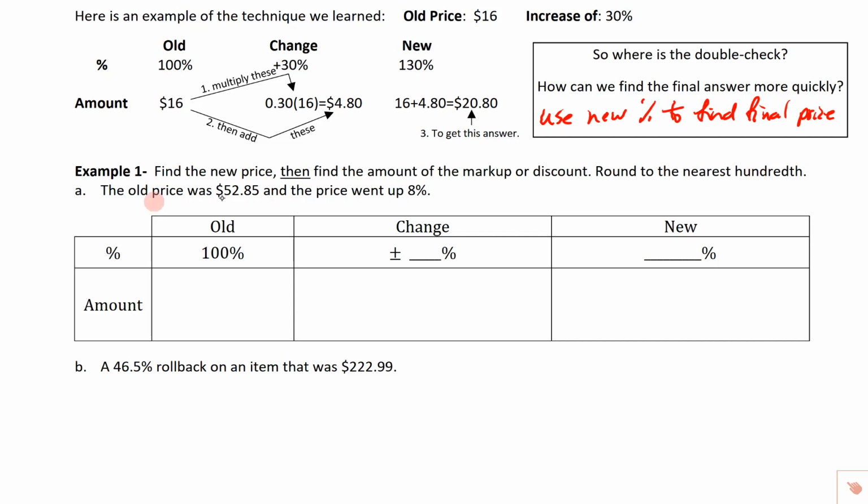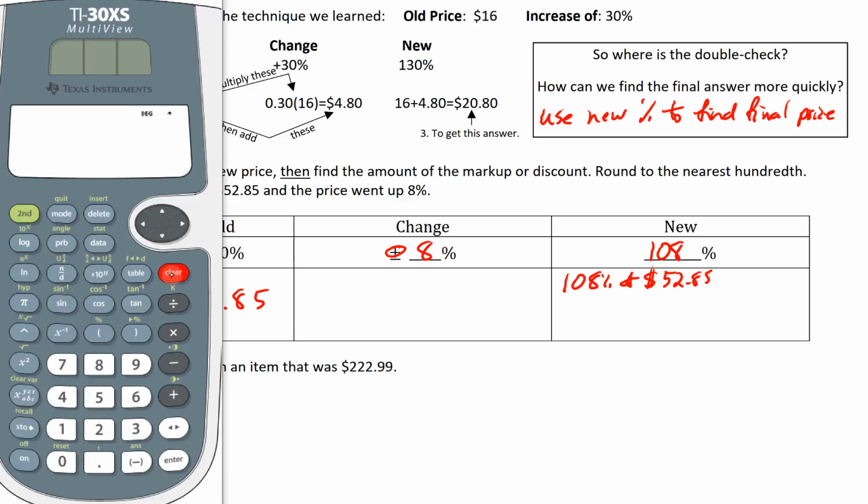So here's the deal. We've got an old price of $52.85, and the price went up 8%. So the old price, $52.85. The price went up, so we're going to add 8%. The new percent that we would pay would then be 108%. So what we want to find is what is 108% of that old price right here. So we want to find 108% of the old price. And I'm just going to put the old price of $52.85. So we'll go ahead and pull up the calculator here.